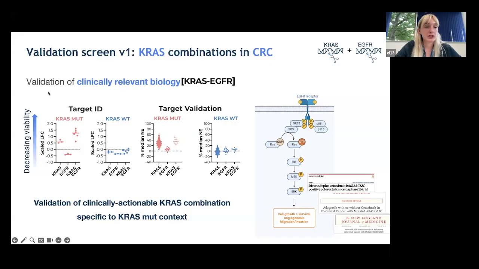I'll just draw your attention to the fact that we can see that KRAS and EGFR have a greater impact on viability than either gene alone, and this is specific to the KRAS mutant context. And what we see quite nicely is we can completely recapitulate that effect in our validation data set. So this is simply a proof of principle that we can capture combination targets that we expect to have effects based on the pooled screen and from published knowledge.